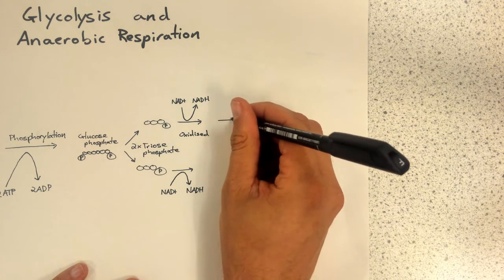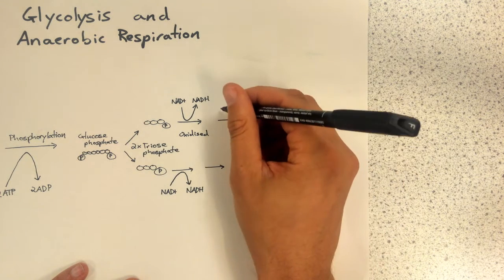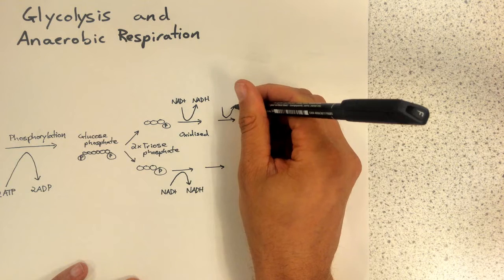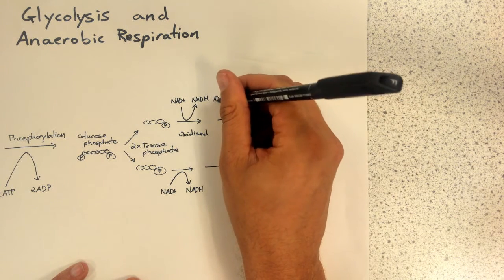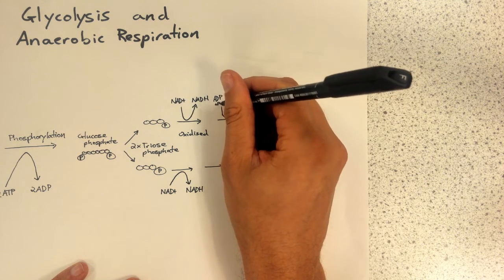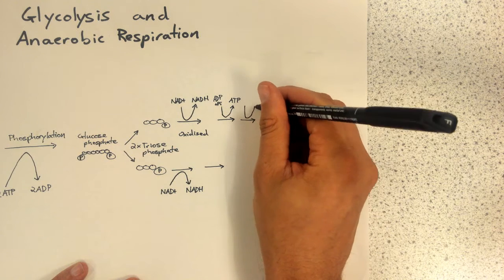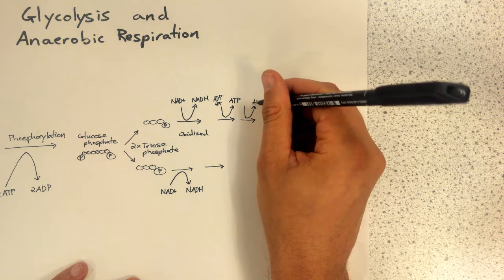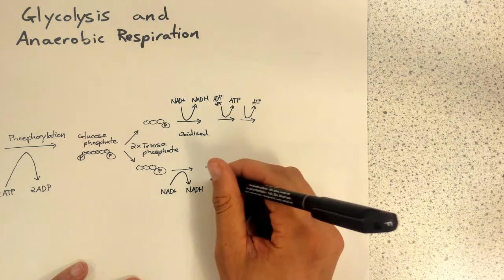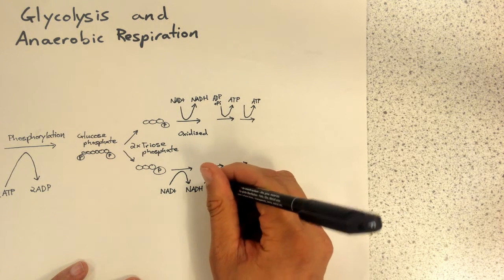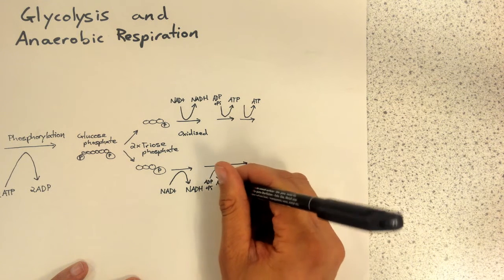Then, the molecules are used in the production of ATP from ADP and Pi. This happens twice to each of our 3 carbon molecules. So let's draw that in.